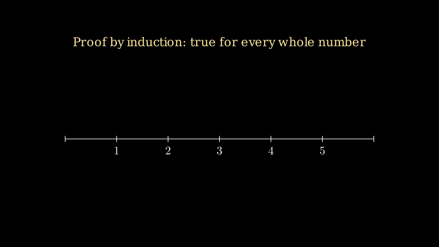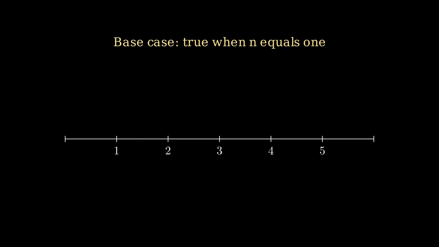Today we are looking at proof by induction, a technique used to prove that a statement is true for every whole number starting from some fixed value. Proof by induction has two parts. The first part is called the base case. In the base case we show that the statement is true for the starting value, usually when n equals 1.